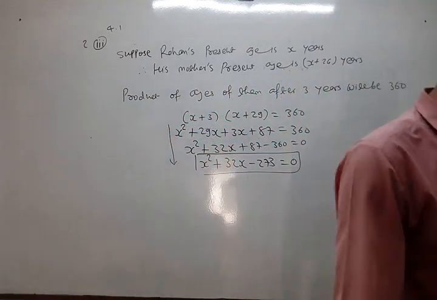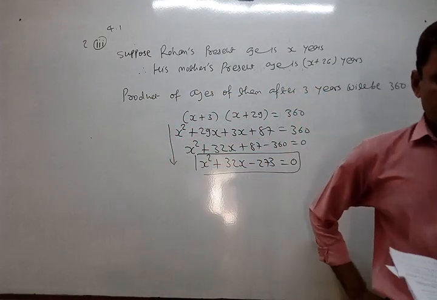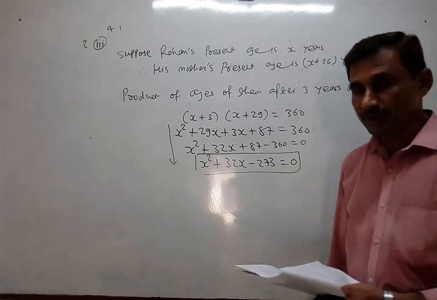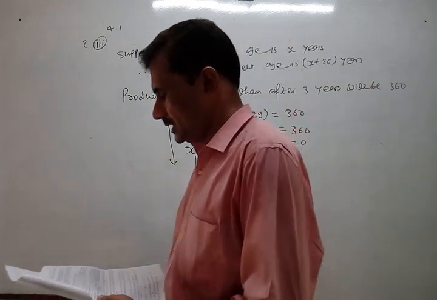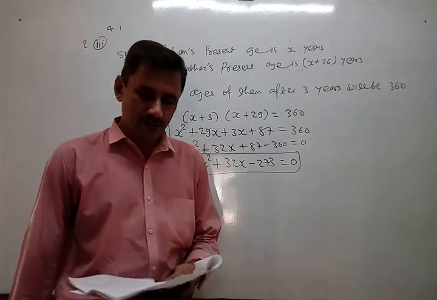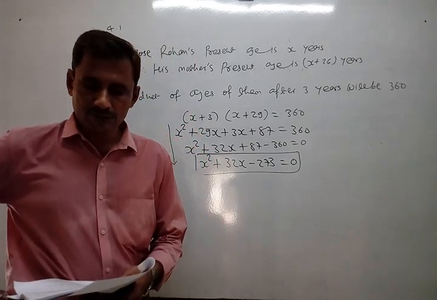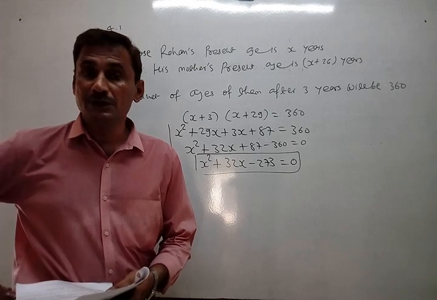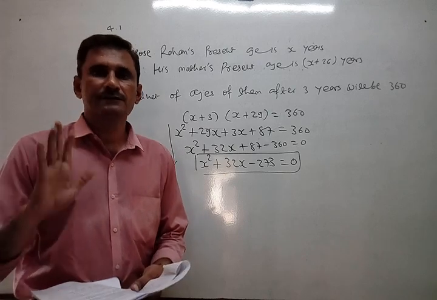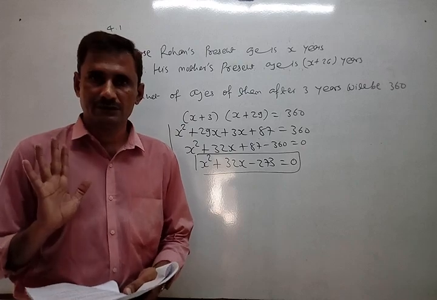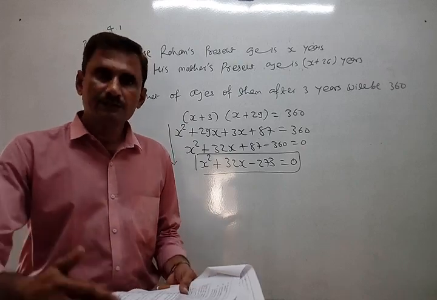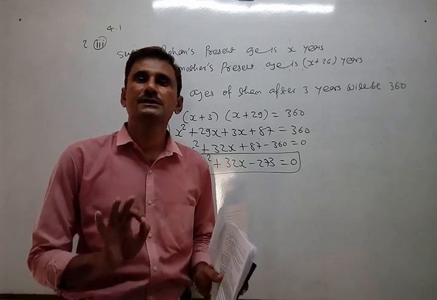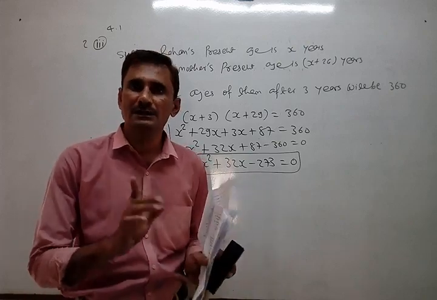Now look at the next. A train travels a distance of 480 km at a uniform speed. If the speed had been 8 km per hour less, then it would have taken 3 hours more to cover the same distance. We need to find the speed of the train. This is quite different. And it is coming in the next exercise also. And it is the main text. Speed, distance, time related sum.